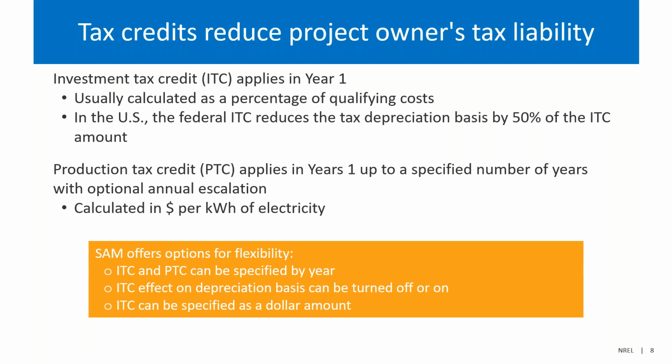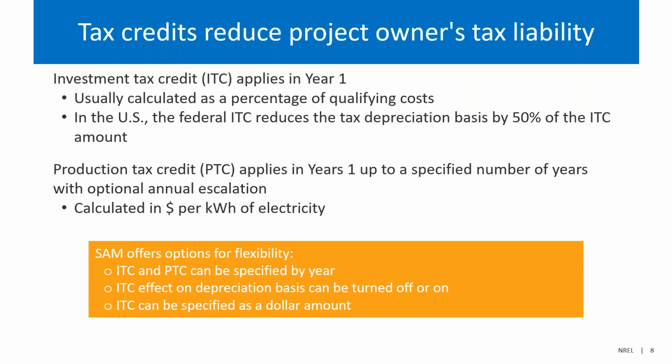Tax credits reduce a project owner's tax liability. There are 2 types of tax credits. The ITC, or investment tax credit, applies in year 1, the first year that the system operates. And it's usually calculated as a percentage of qualifying costs. And in the US, the federal ITC has the effect of reducing the tax depreciation basis by 50% of the ITC amount.